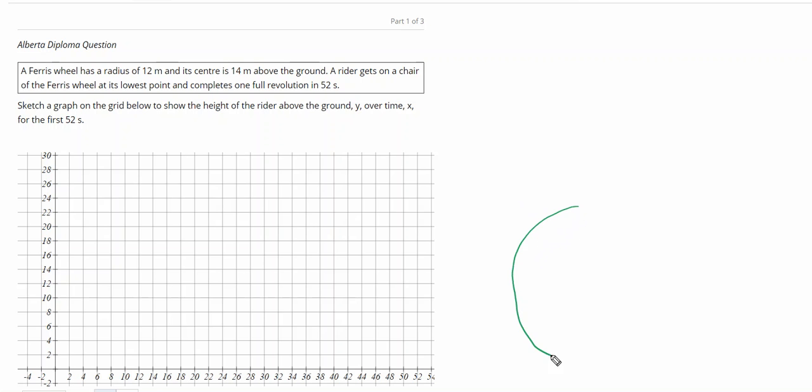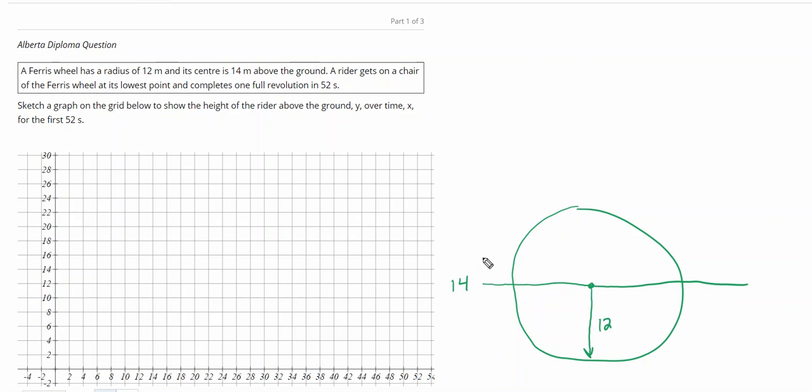So if this was our Ferris wheel, they're saying this thing has a radius of 12, and its center is 14 meters above the ground. So really, what that's telling us is that our midline would be at 14, right? So I know that this thing is going to go up and down around 14. So that's kind of a good place to start, right? I also know that we're going to get on at the bottom, and if we get on at the bottom, then that's going to be 14 where we started, minus 12. So I'm going to be getting on, are you guys okay with that, at 2?